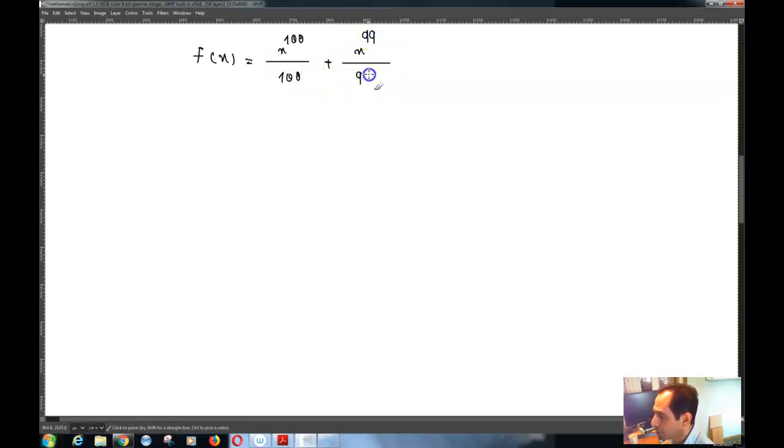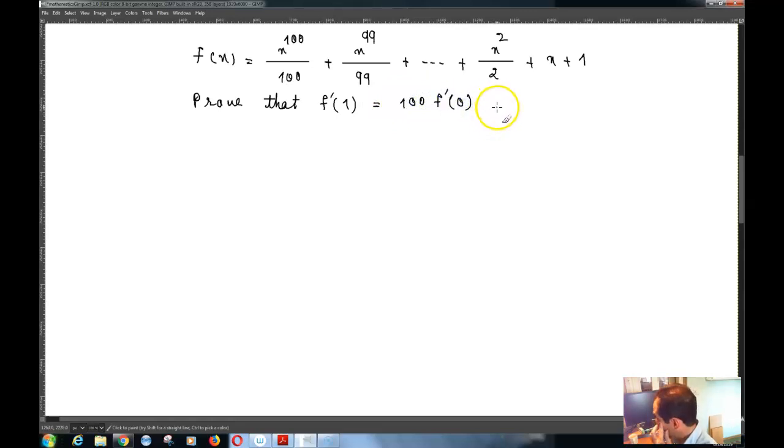So now the next question that we have is for the function f of x, I have a function over here, f of x is equal to x raised to the power 100 over 100 plus x raised to the power 99 over 99 plus all the way up to x squared over 2 plus x plus 1. Prove that f prime of 1 is equal to 100 times f prime of 0.